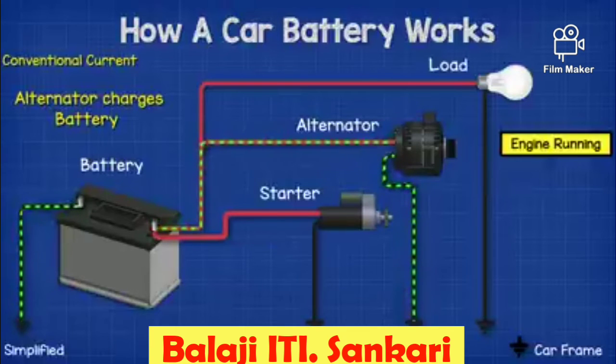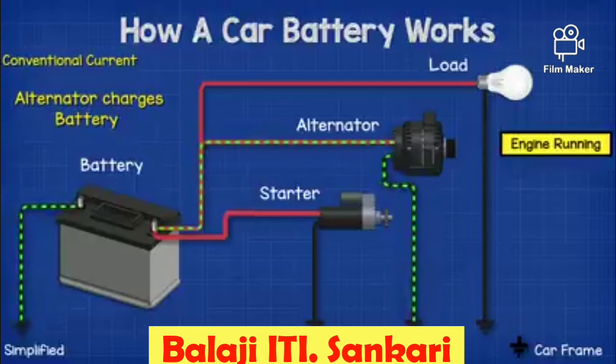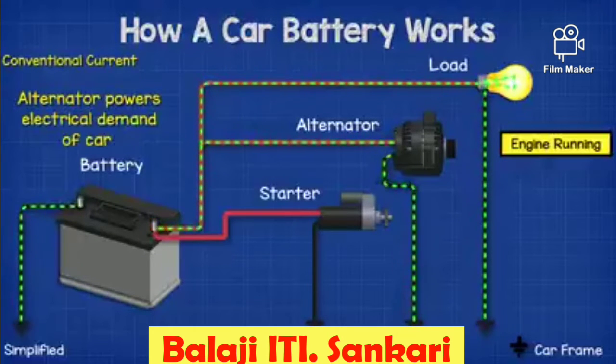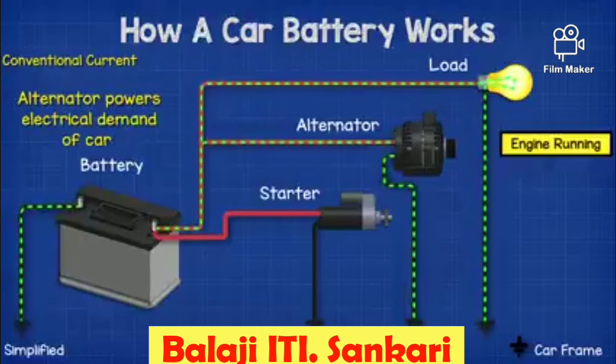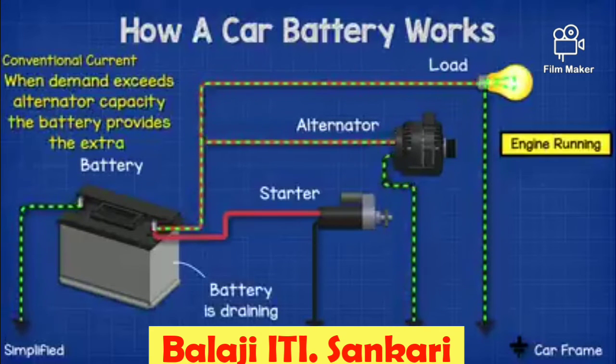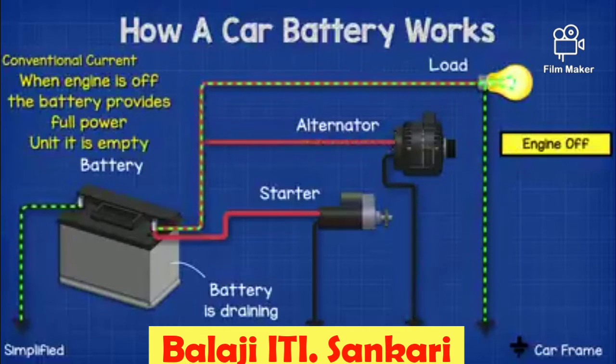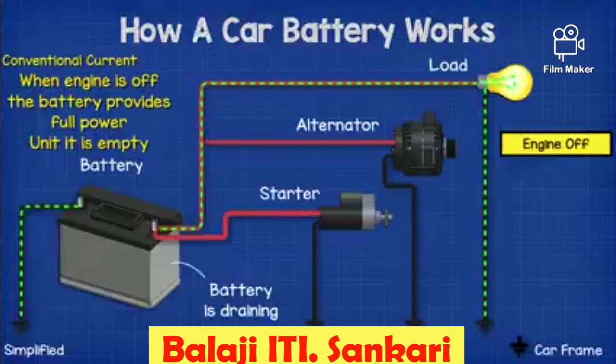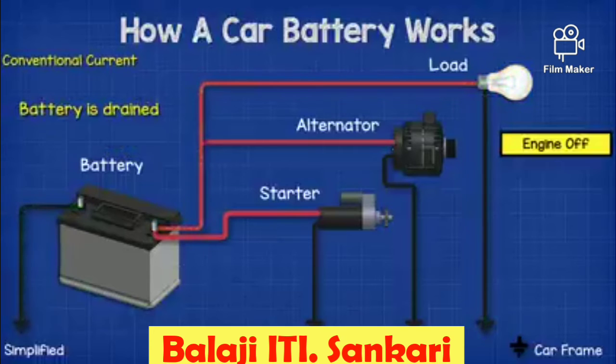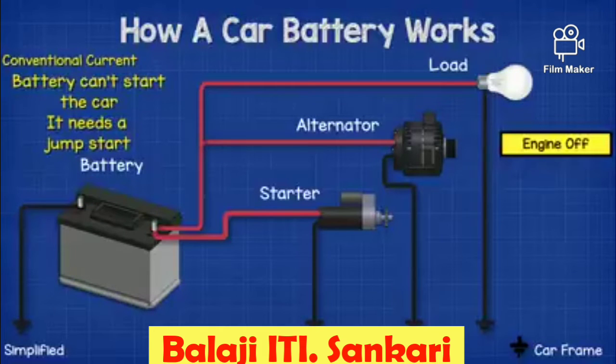While the engine is running, the alternator recharges the battery, but it also provides the electrical power for things such as lighting and the music system. When the demand for electricity in the car exceeds what the alternator can provide, then the battery will provide this additional power, which again drains the battery. If the engine is switched off, the alternator stops rotating and recharging the battery. So the battery will provide the full electrical power to the car until it's dead. At this point, the battery can't provide enough electricity to start the engine, so we will need to jump-start the car.